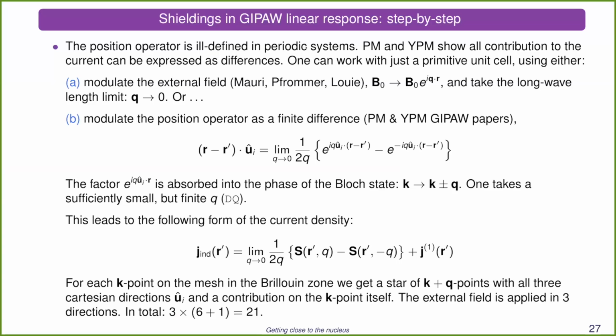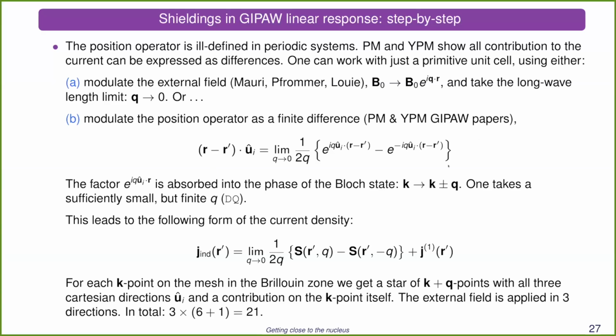That is not well defined in periodic systems. If you read the important papers, you can see that all contributions to the induced field can be expressed as differences. But then still, you might have to work with a supercell in which you have all induced currents in the whole system in one big cell. And that is not what you want to do. You want to work with the primitive cell, and there are two ways of doing that. A way which was originally used by Mauri and others, but that is not what we're doing. We're following the Yates-Pickard-Mauri approach, and that stands over here.